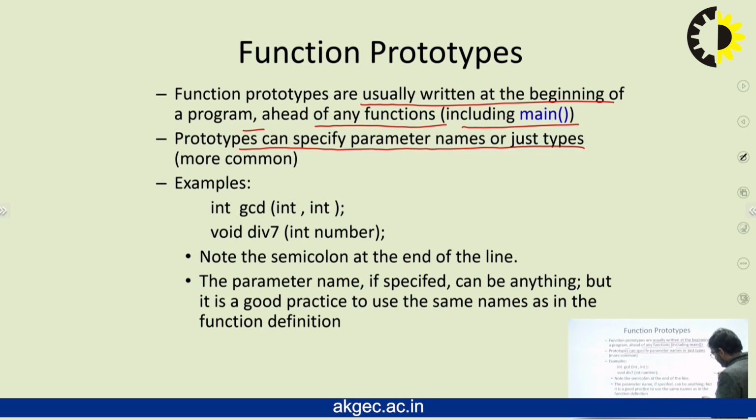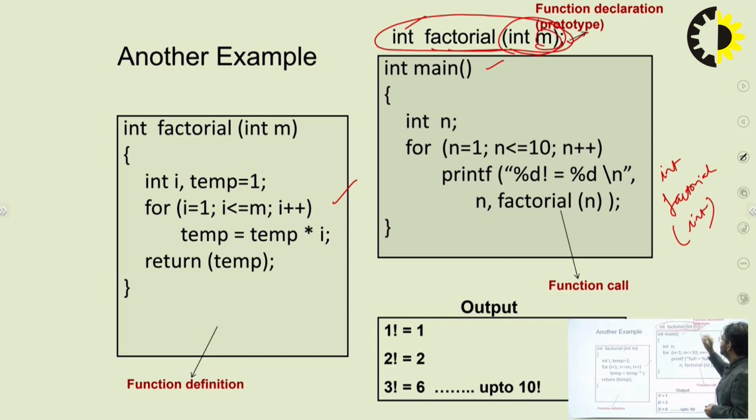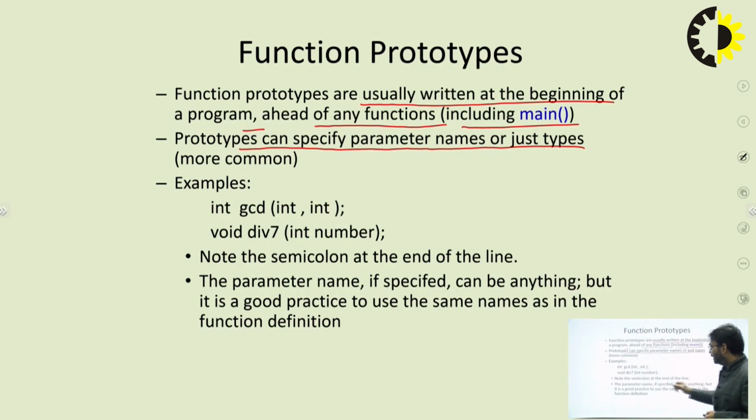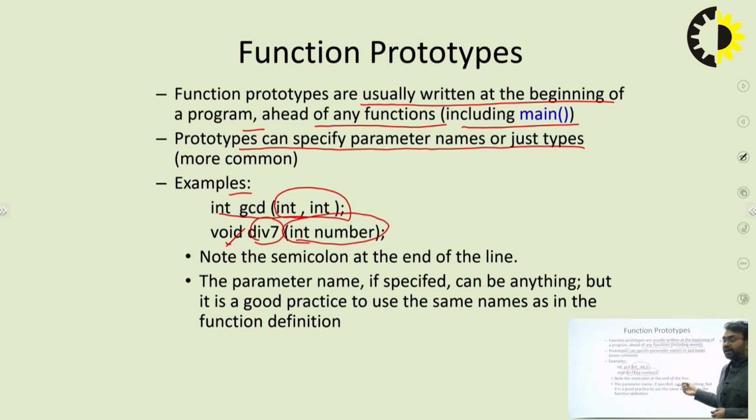It means we can write this function as int factorial and just write int. So either we can write the variable name or just the data type of that variable. Now examples: int gcd, we are using just the variables' data type, not writing the name of the variable. In this example, the return type will be void and the function name will be div7, and this is the parameter that can be used by the function.